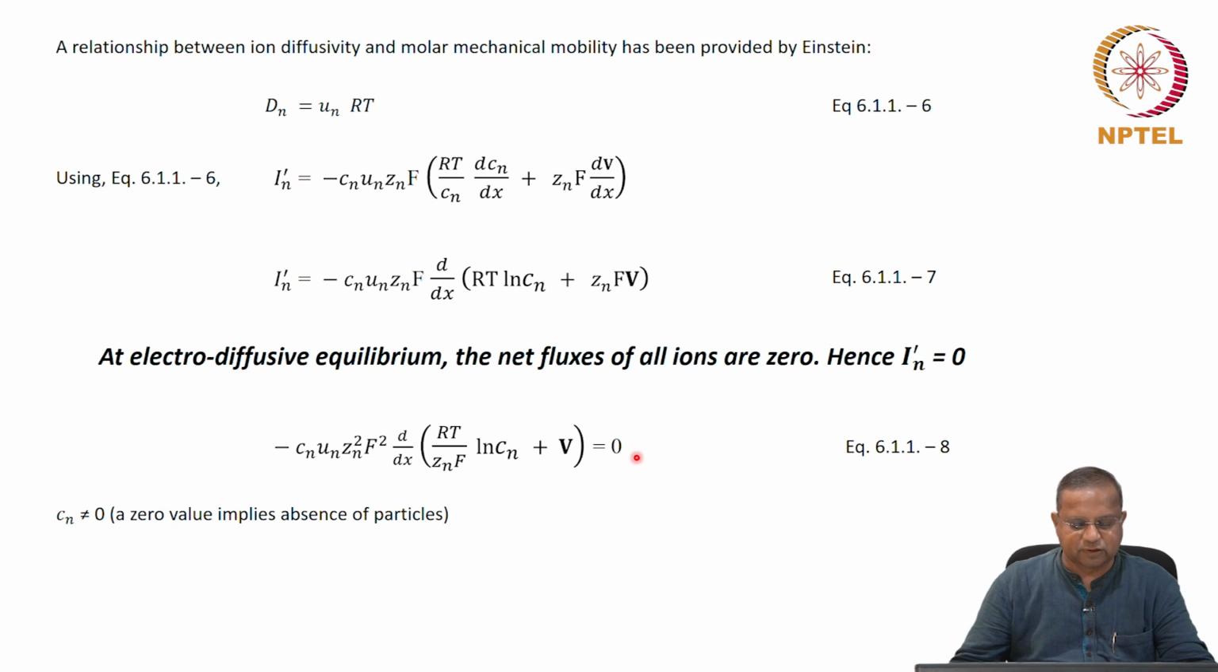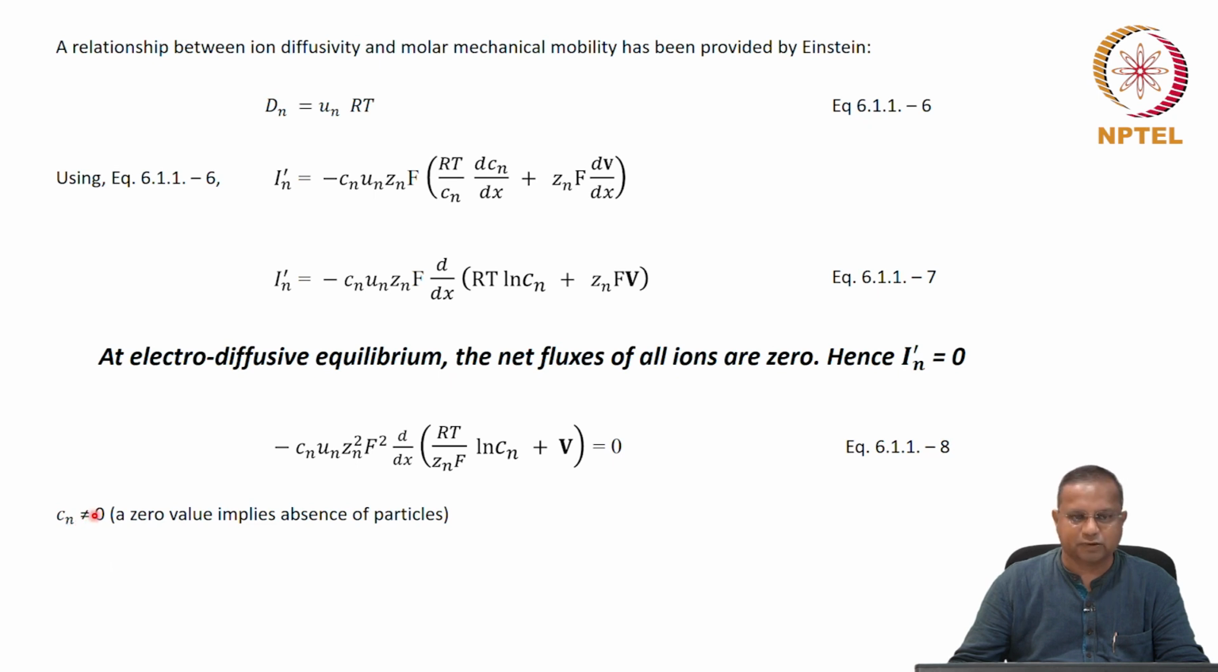If this is equal to 0, then the only way this can be equal to 0 is if either this is equal to 0 or this derivative is equal to 0, right? That's straightforward. It's a product of two terms. Let us examine how this could be 0 or whether this could be 0.